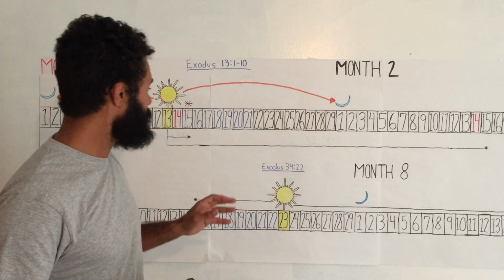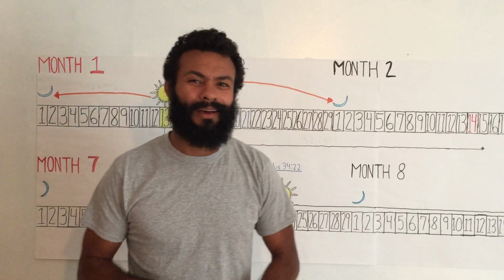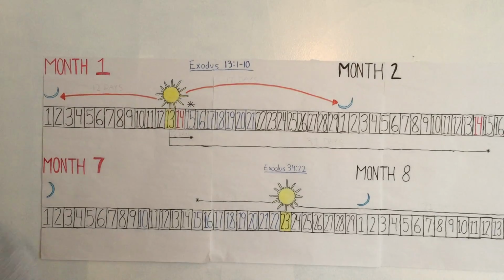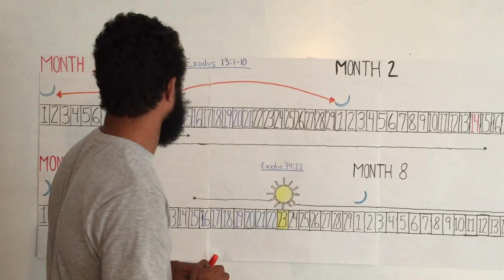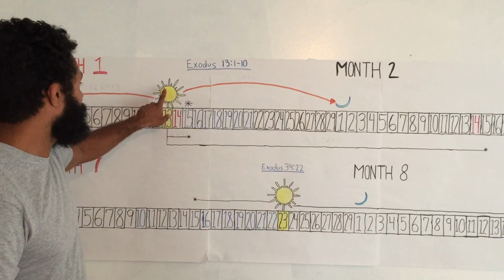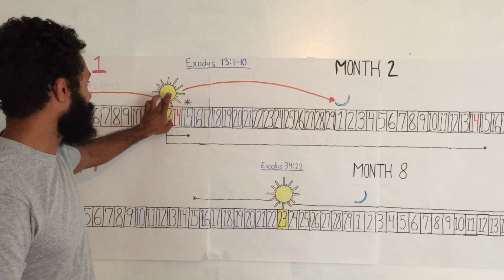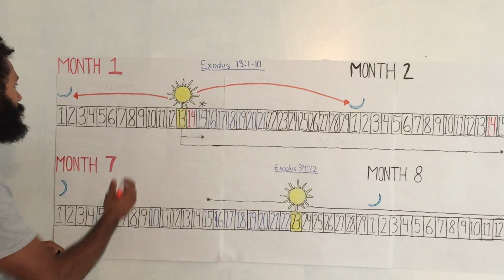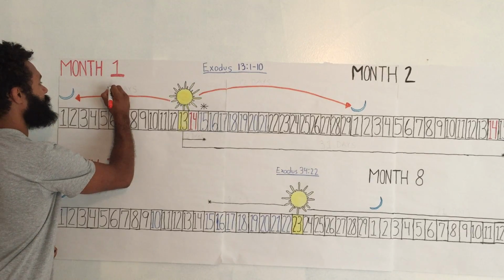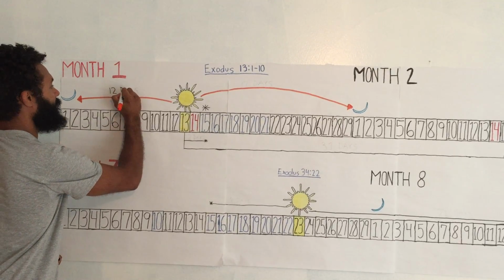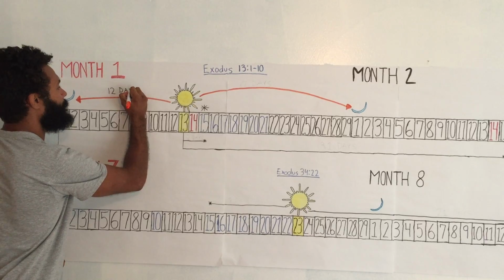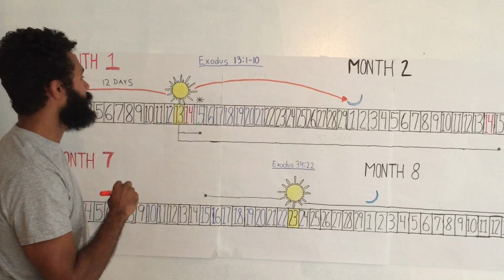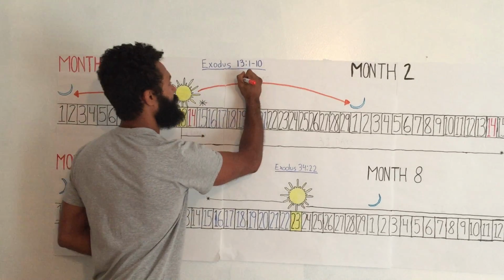So this is important. But I wanted to point out some comparison and contrast a little bit about time frame here. Notice that from the solar sign to the new moon that started the first month, there's 12 days from one point to the next. There's 12 days. But when we compare to month 2, there is 17 days.